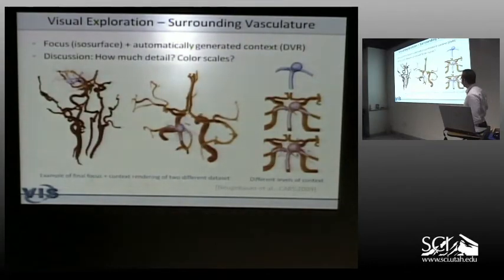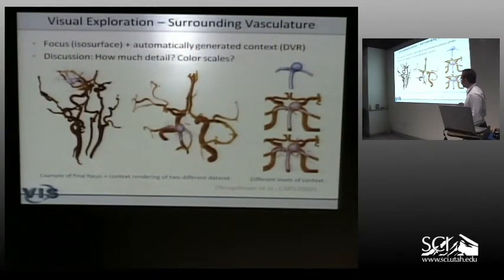And here are a few results. We had many, many discussions on the color coding. So the segmented aneurysm is shown here in this bluish tone, and this tone, which is a little bit more brown, is used for the surrounding vessels.